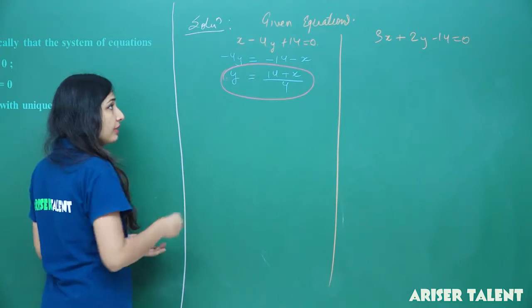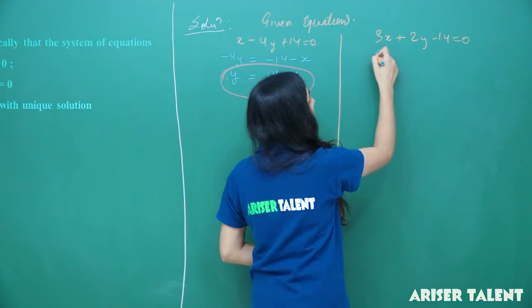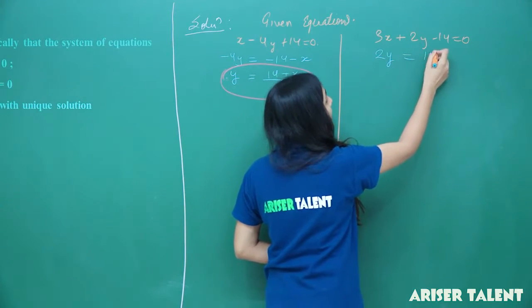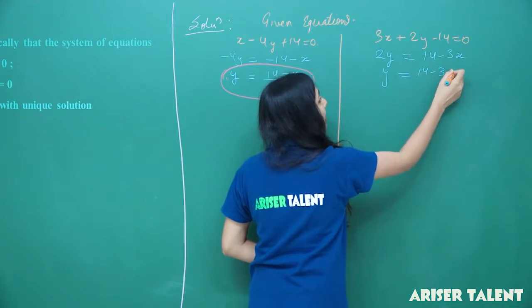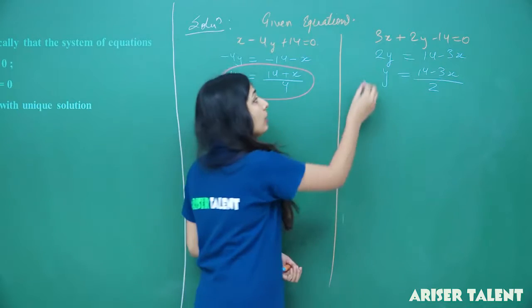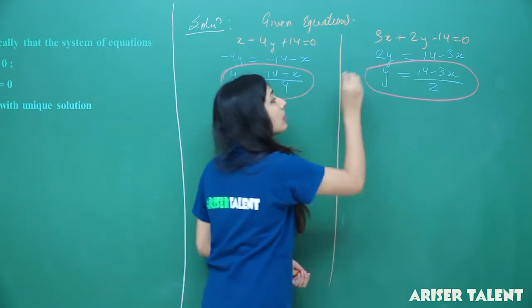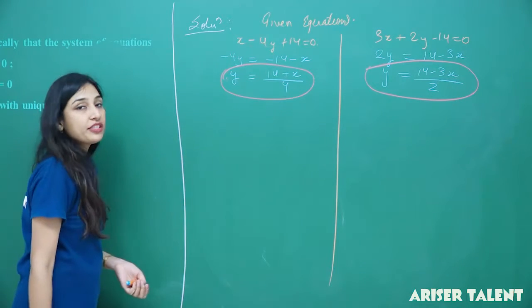Now again, same for that, I will find 2y equals 14 minus 3x. Now y equals what? (14 minus 3x) by 2. Right or wrong? Right? Okay. So I will be having this as my y. Okay, so I am having the y's of two equations right there.